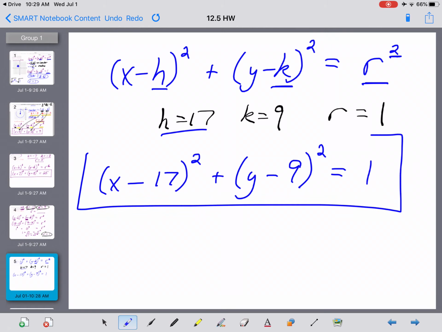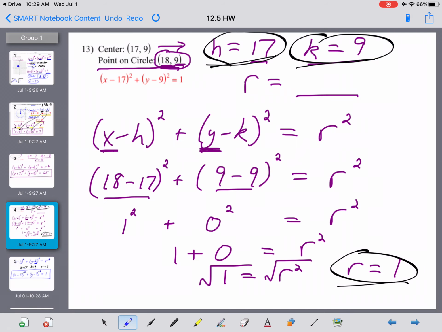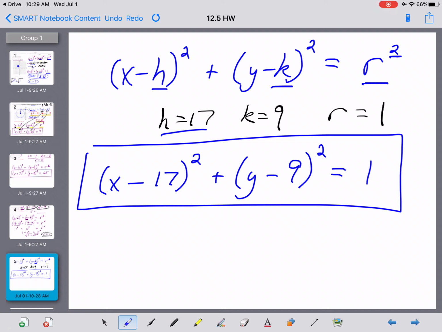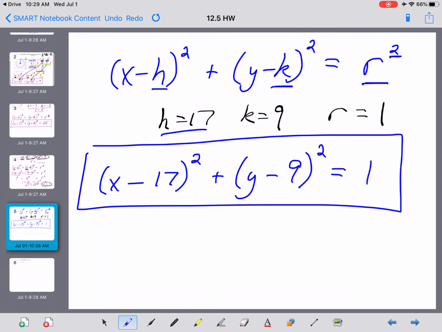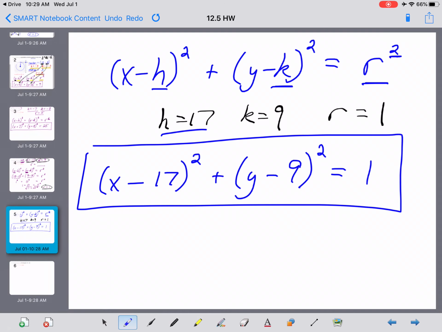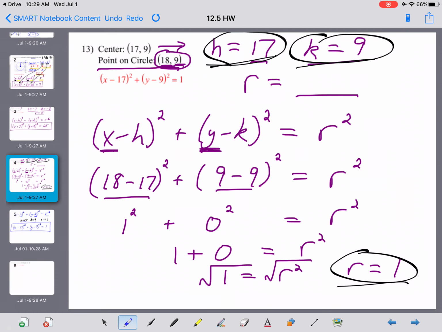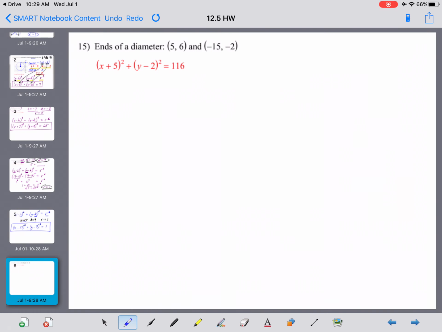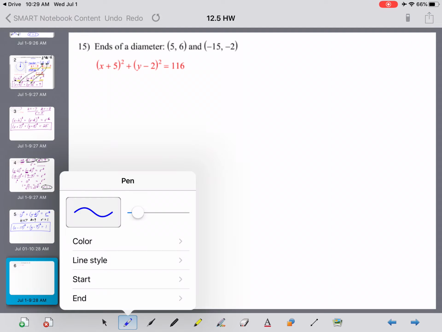And that, everybody, is the equation of the circle they presented to us here in problem number, where were we? Number 13, with a center at 17, 9 and passing through the point 18, 9. Okay, so that was number 13, and I think number 14 works kind of the same way. 15 is a weird one that I decided to give you just for fun.